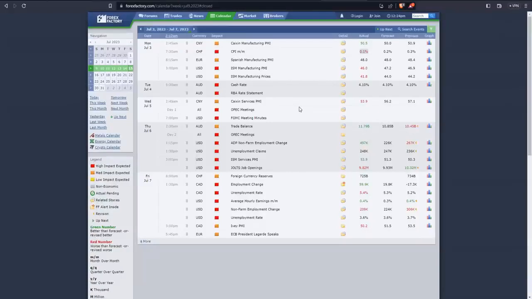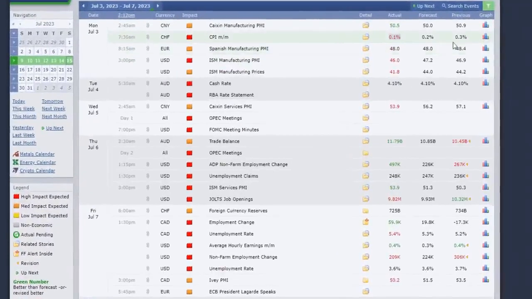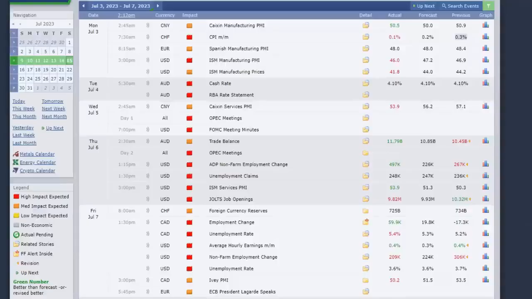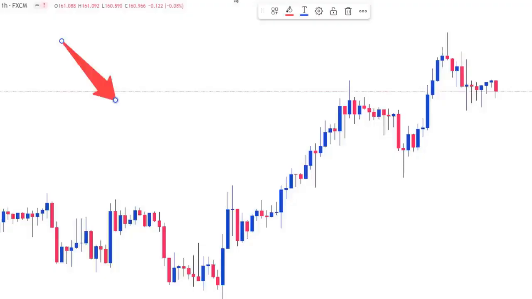Now I'm going to show you something that is very, very powerful. Look at this. If the previous data is 0.3 and then the world is expecting it to drop, okay, the world is expecting it to drop. You know, the expectation of people is that the currency is going to drop. For instance, the currency is going to drop, and then look at what happened. It actually dropped further.